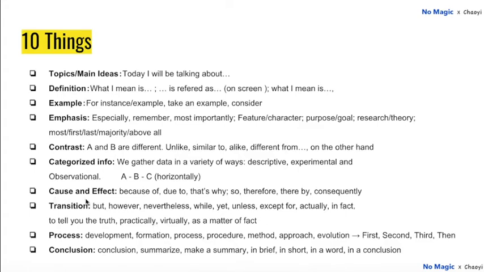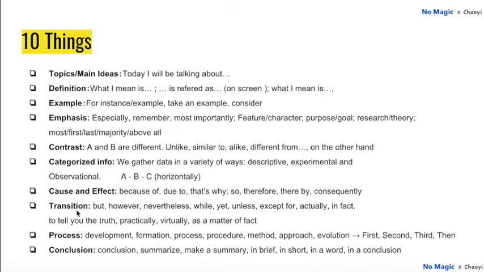And then cause and effect. The professor might mention a cause of some kind of phenomenon in the lecture, and then he will give the effect. So you should capture those cause and effect relationships. Words like because of, due to, those are signal words for cause and effect.